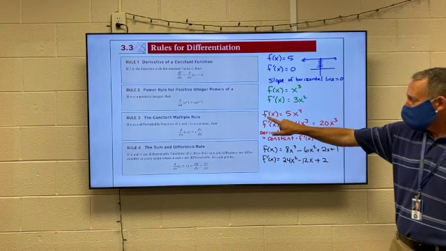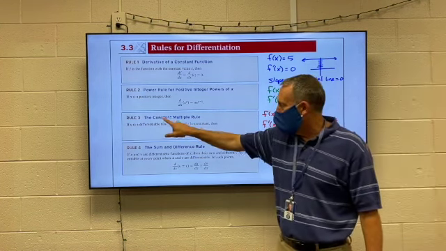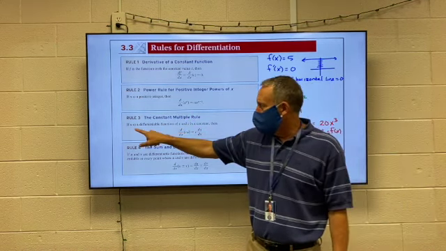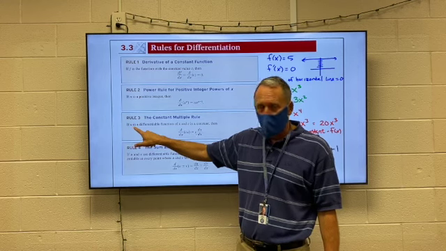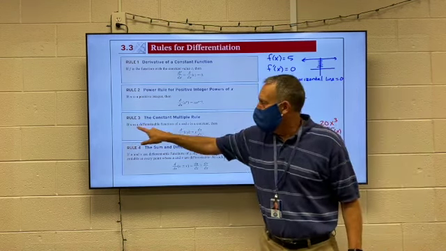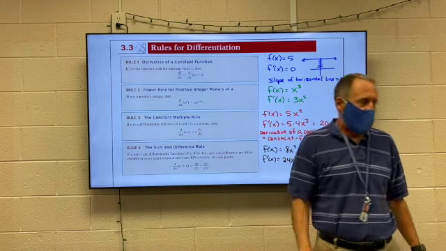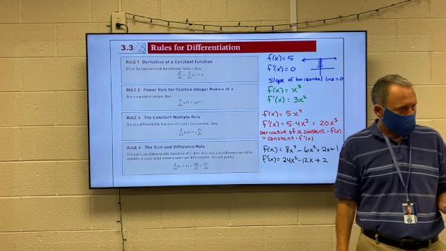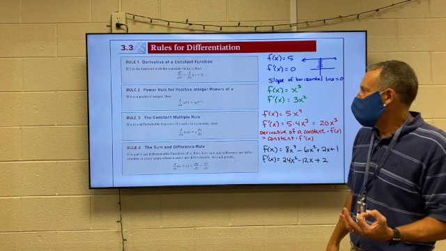So, the next rule is called the constant multiple rule. And it says, and you're going to see this a lot in calculus, so get used to it, okay? A lot of kids get confused by all the letters and stuff. If u is a differentiable function of x, so u is a function of x, all right?